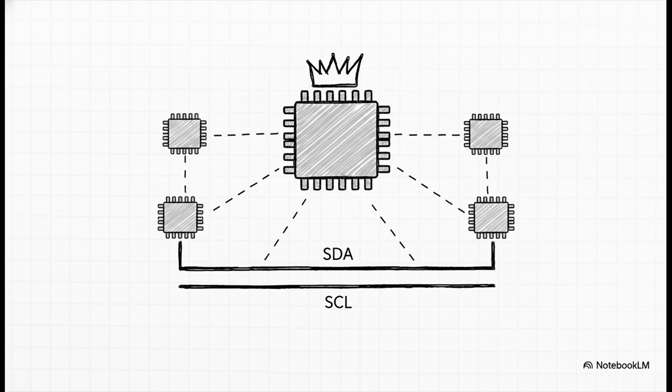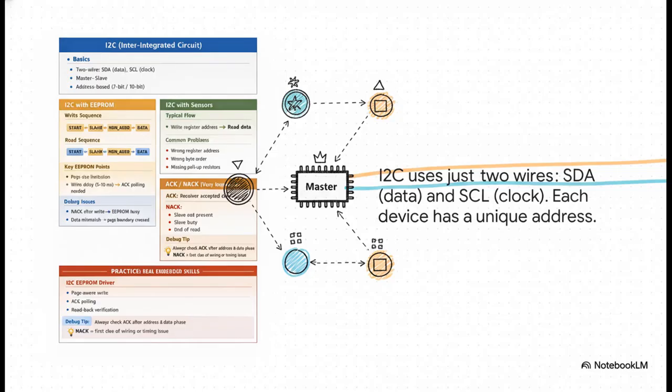It creates a little network, called a bus, where one main device, the master, can manage conversations with a whole bunch of other devices, which we call slaves. And the real beauty of I2C is that it handles this whole network with just two wires. You've got a data line, called SDA, and a clock line, SCL.